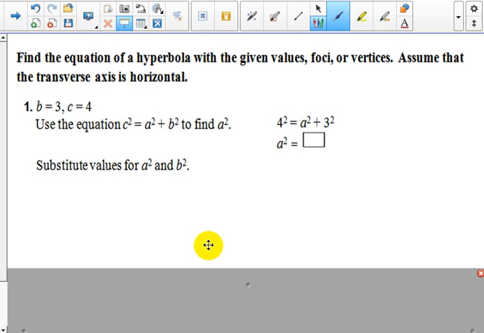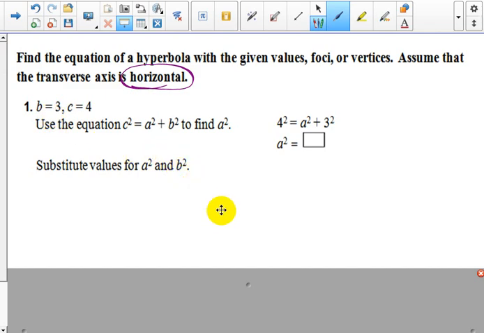So let's work the first one together. It says find the equation of a hyperbola with the given values, foci, or vertices. Assume that the transverse axis is horizontal. So don't we love that? You can just work with that left side equation that we had, right? So they give us b equal 3 and c equal 4. So we know that we have to find what?